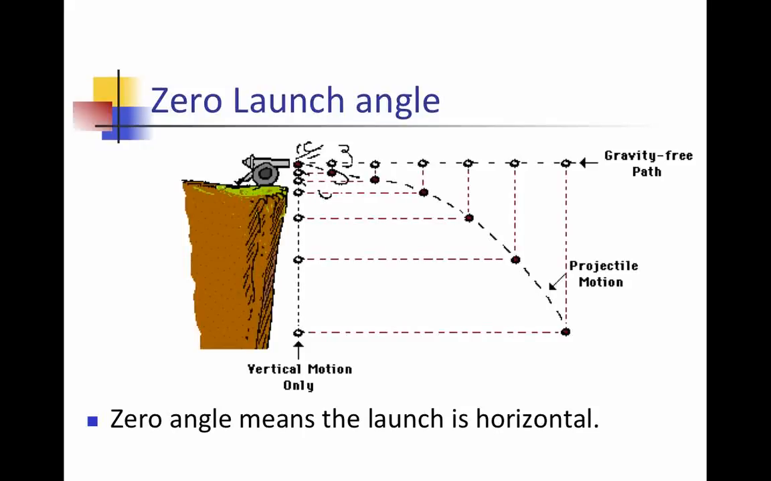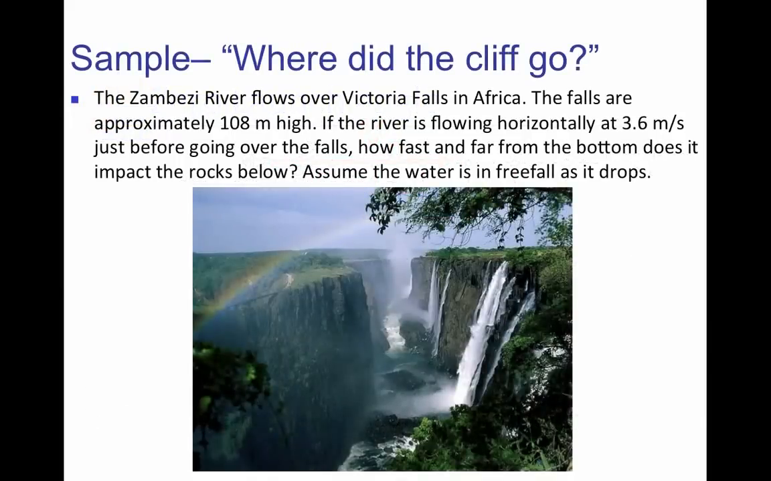Hey guys, it's Mr. Ellis, and I'm going to show you a couple example problems with zero launch angle projectiles. These are objects that are launched with a straight horizontal velocity off some sort of tower or cliff. And we've talked about some assumptions that we can make to help us solve these. So here's the problem about Victoria Falls.